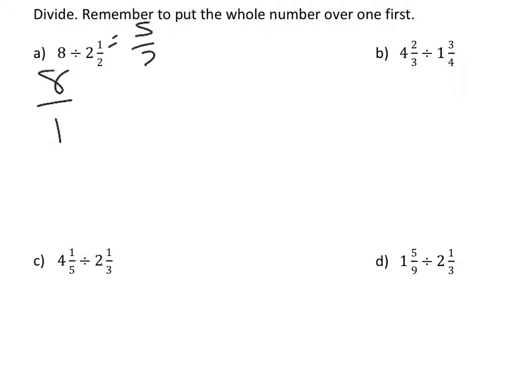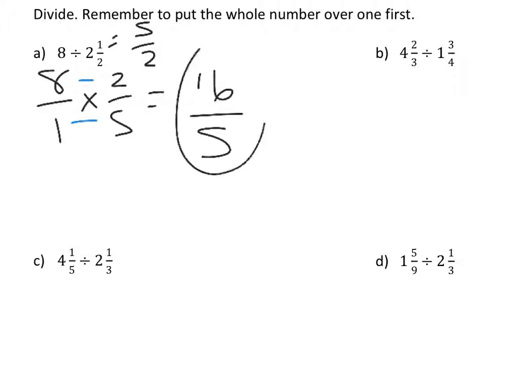So now I'm not going to divide. I'm going to multiply by the reciprocal. When I do that, I multiply top times top, bottom times bottom. So 8 times 2 is 16 over 1 times 5, which is 5. 16 over 5 does not reduce. I'm finished.